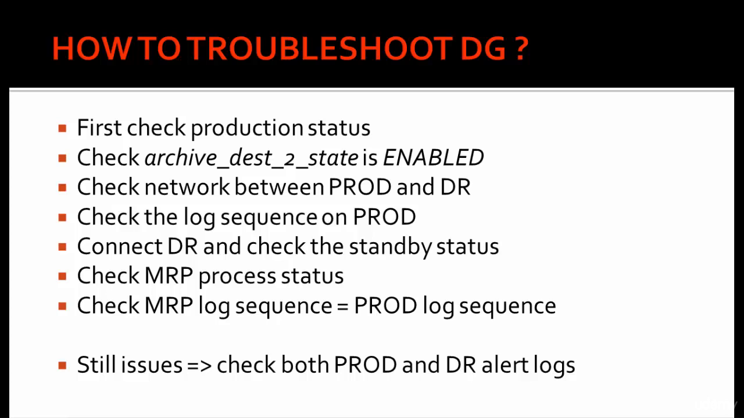Next, we need to check the MRP process status. Also check the MRP log sequence number. It should be exactly equal to the production log sequence. So whatever the archive log sequence running on your production server, your MRP log sequence should be the same. Now when you see both of these are equal, it means that your data guard configuration is in sync.